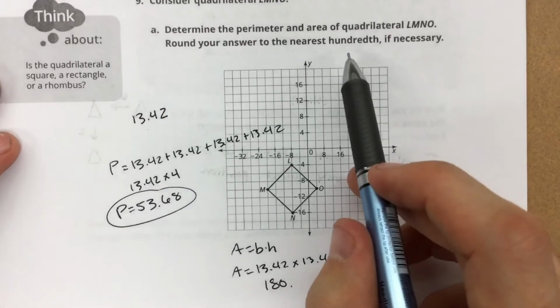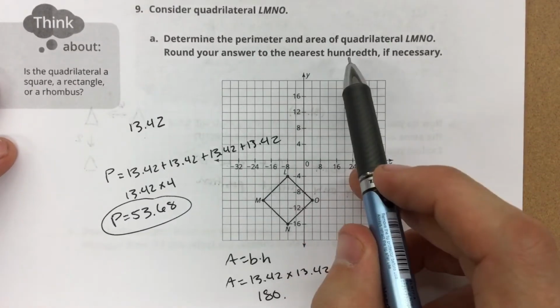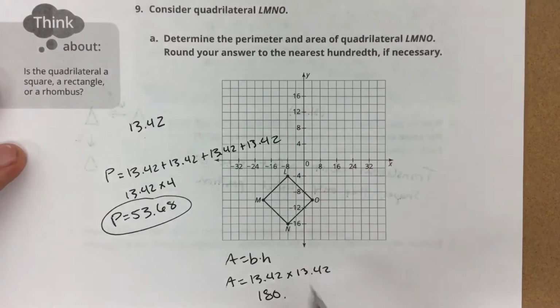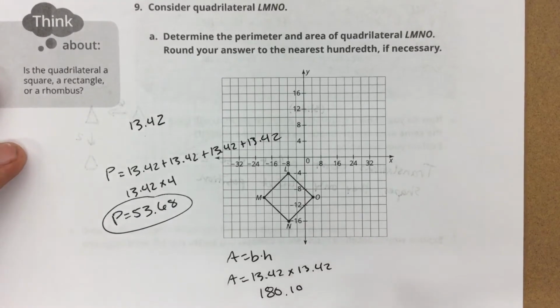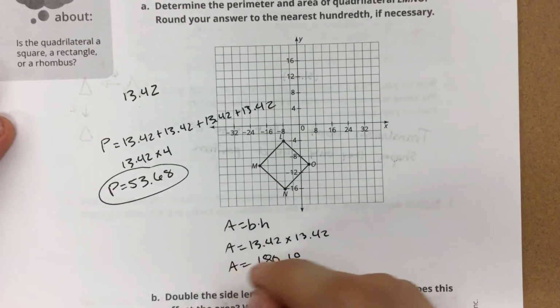180.096. Now this says that we need to go to the nearest hundredth, which if we're talking about money is like the nearest penny. So 0.96, I would round up. That 9 would become a 10, and then I would add 1 to my tenths spot. So this would be 180.1 for my area there, okay?